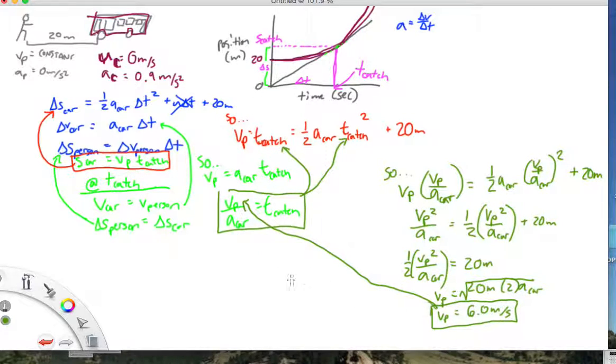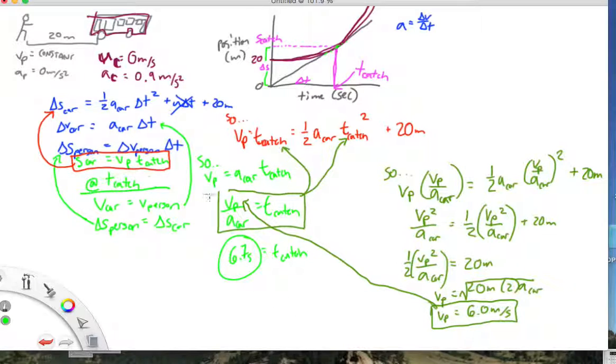Okay, so plug this in here. You're going to get, for t catch, remember what the acceleration of the car is, 0.9 meters per second squared. So for t catch, you're going to get, what is it? Oh, you're going to get 6.7 seconds. Okay, so t catch is 6.7 seconds. This is the velocity of the person. That's the second question. The last question is, how far have they traveled?